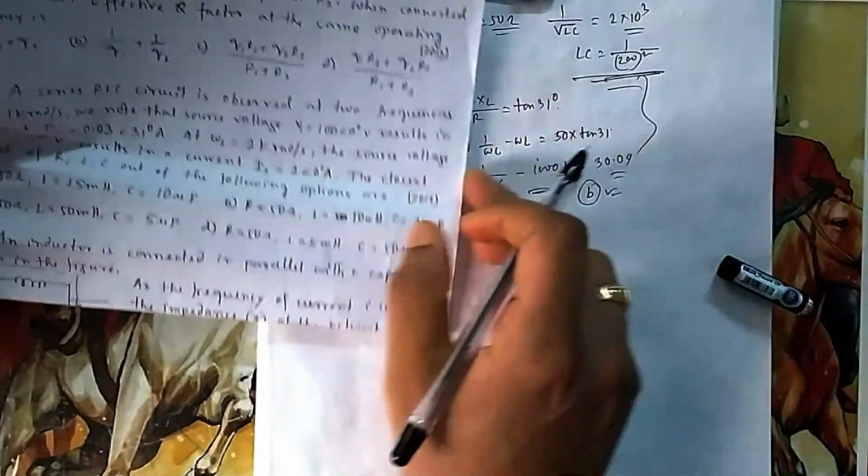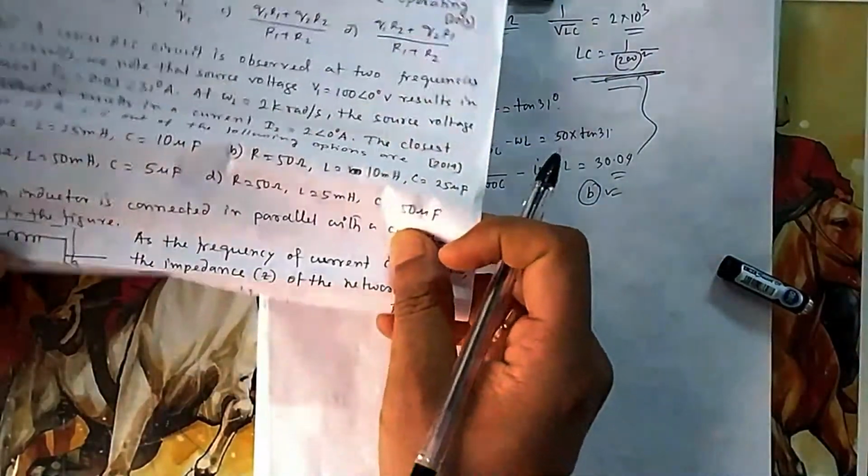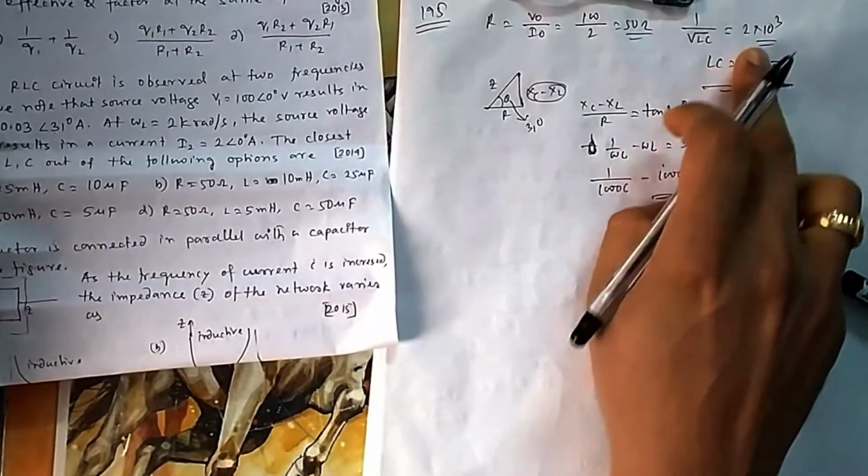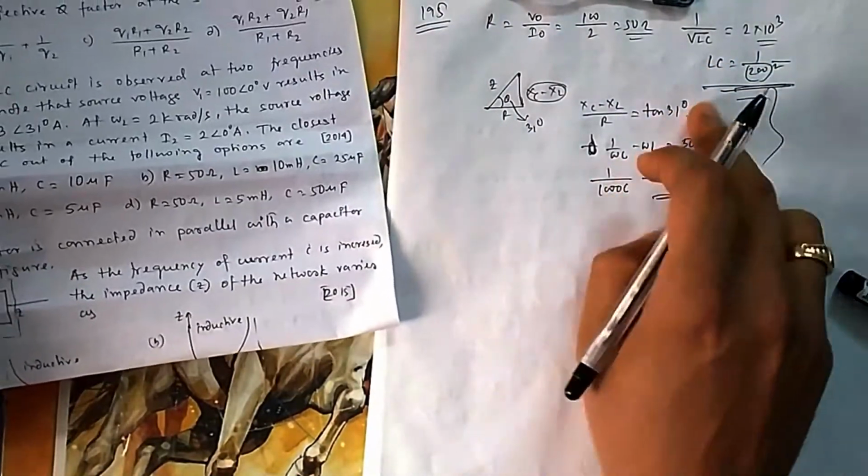That's why I am not solving this one, because solving this will make it a quadratic expression. Or you can put 1 by C, you put L here, and you will directly get it. It will not be quadratic, because this 1 by C will be L.